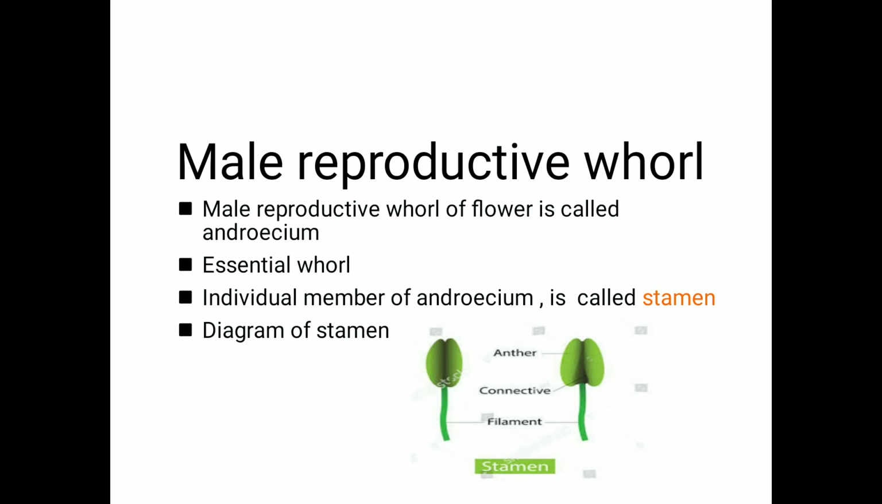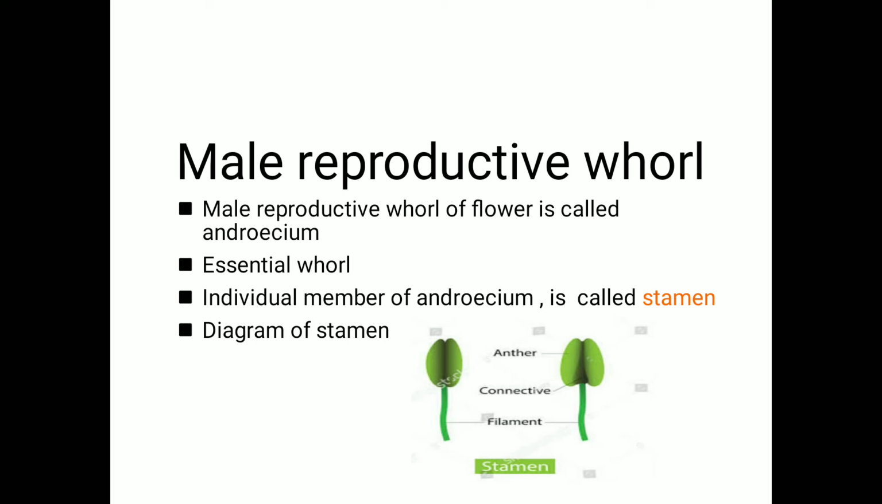The male reproductive whorl of a flower is the androecium, and the androecium is an essential whorl of the flower. Why do we call it an essential whorl? Because it takes direct part in the process of sexual reproduction, hence it is called an essential whorl. The male reproductive whorl is the androecium, and the female reproductive whorl is the gynoecium.